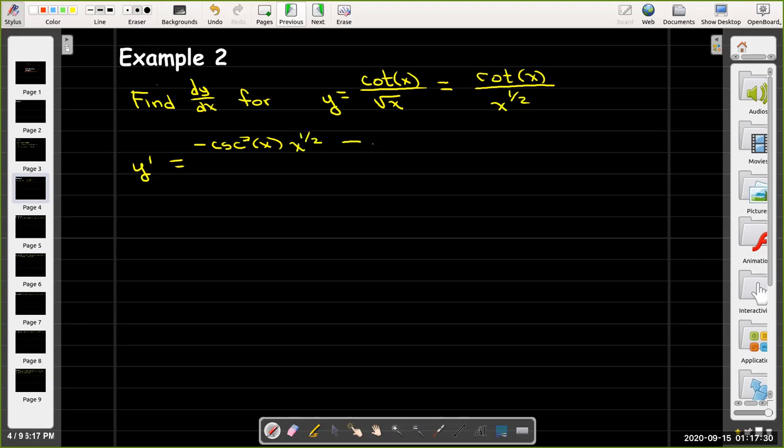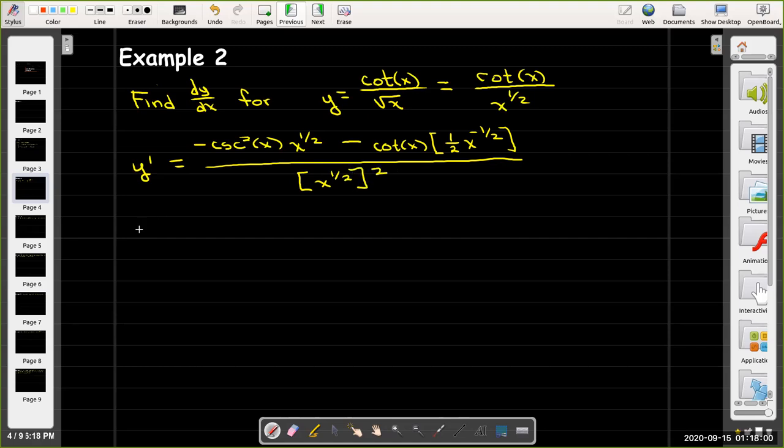Now subtract, we'll have the top, cotangent of x, times the derivative of the bottom, which will be 1/2 x to the negative 1/2 power. And that will be all over the bottom squared.